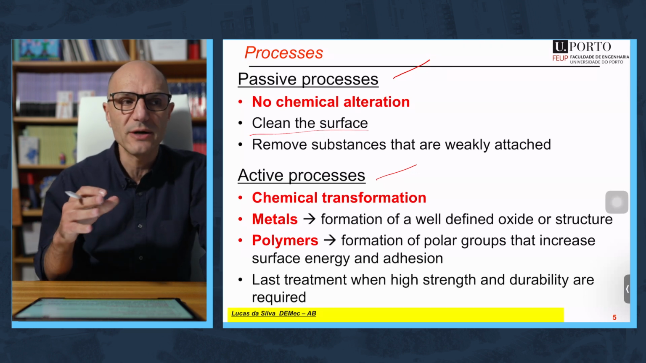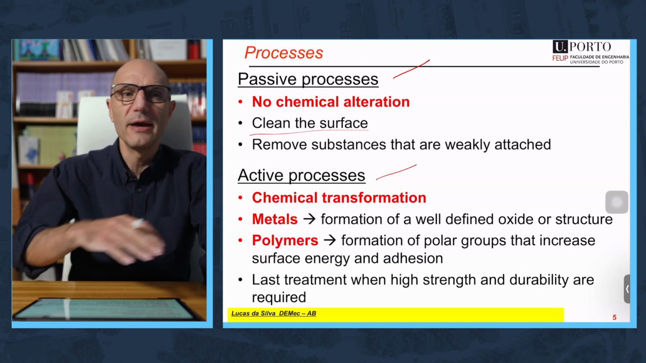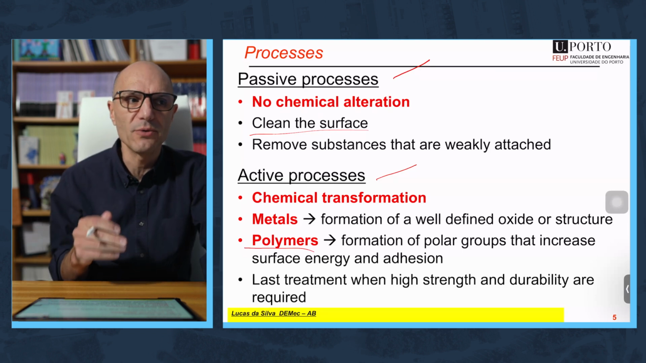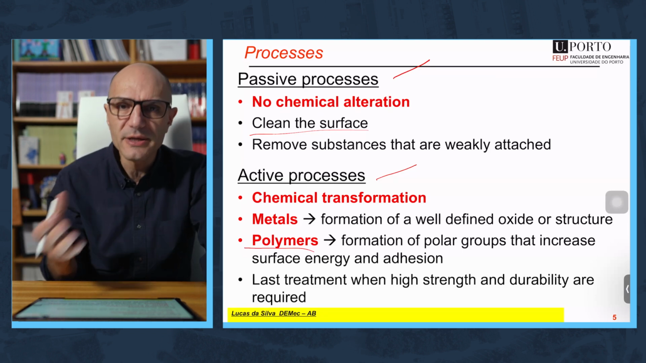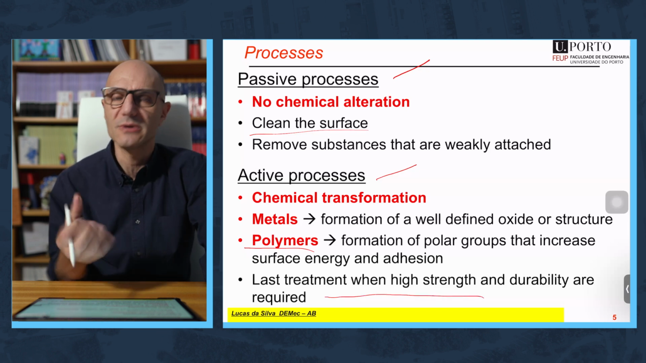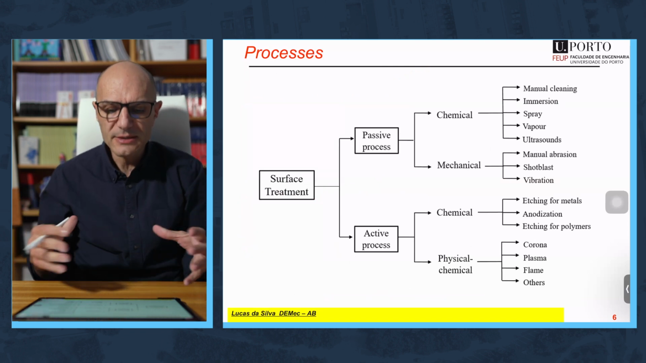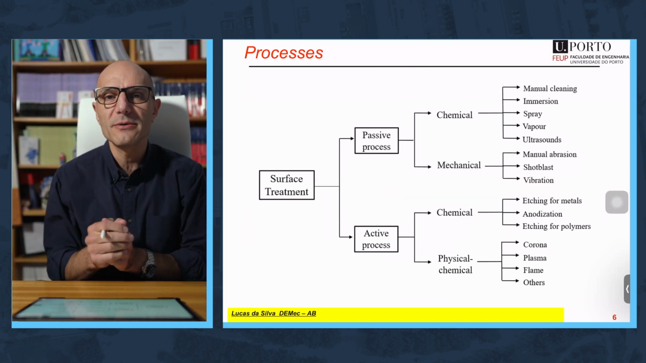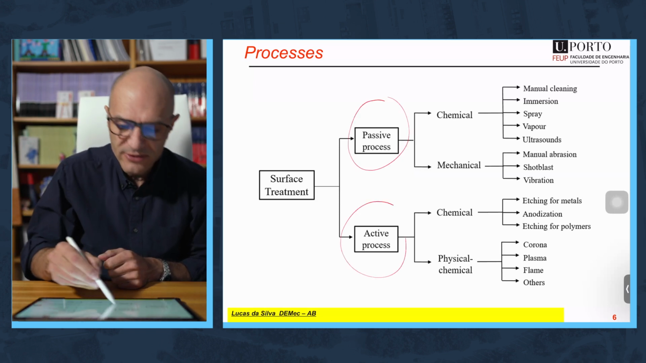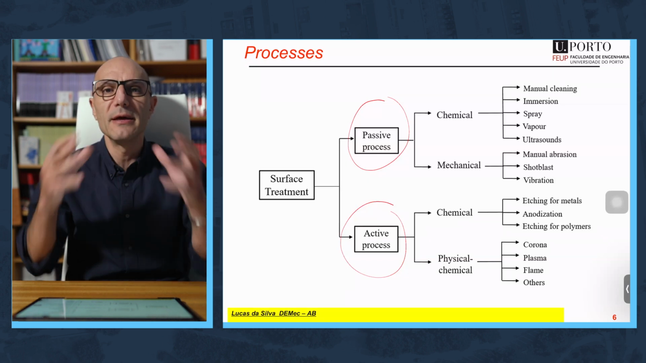In the case of metals, you are trying to form an oxide, well-known, controllable and durable. In the case of polymers, with physical treatments, you are going to increase the surface energy and create a surface that is more polar. Of course, this is the last treatment when you want high strength and durability. And finally, you have here in this slide an overview of all the recipes, all the surface treatments that exist for passive processes, for active processes, but we are going to discuss in more detail a few of them in the next module.